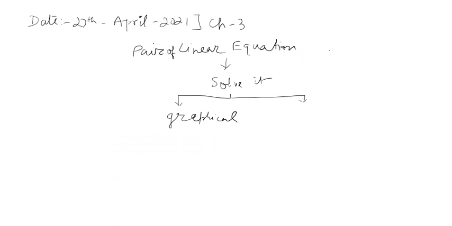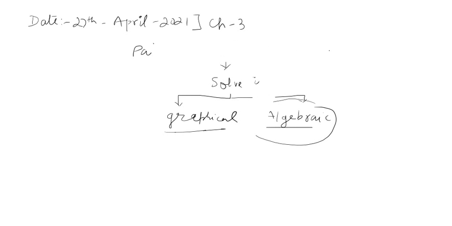So one is the graphical method and the second is the algebraic method. There are broadly two methods by which we can solve linear equations: graphical method and algebraic method. Now I am going to talk about only the algebraic method, and in that the first method is the substitution method. We will take up the substitution method. We'll see how the substitution method is done here.